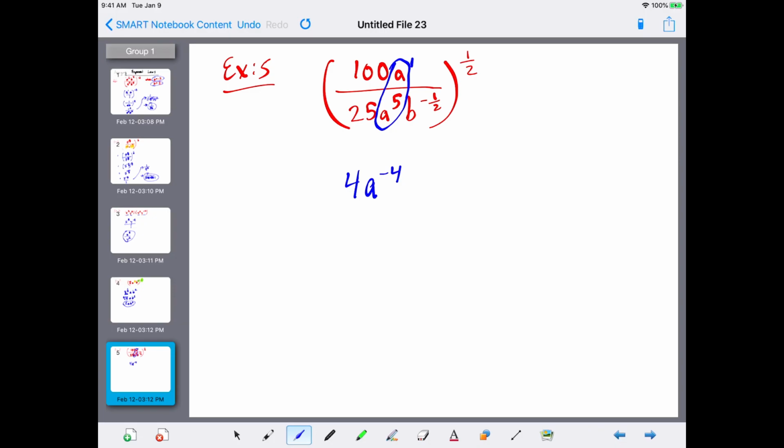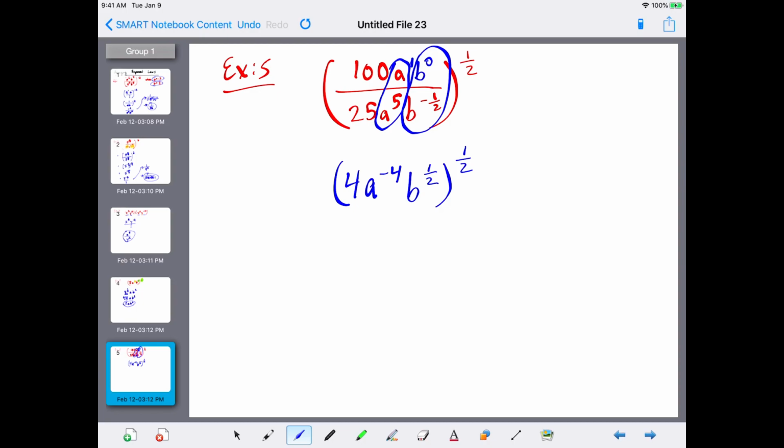And then b, well, to show you a little trick, we could imagine b to the exponent of 0 in the numerator. We know that anything to the exponent of 0 is just 1, so that's why we can do that. If we then look at the b's, and we do 0 minus -1/2, that's the same thing as adding 1/2, which will give us b to the 1/2. And all of this is to the exponent of 1/2.